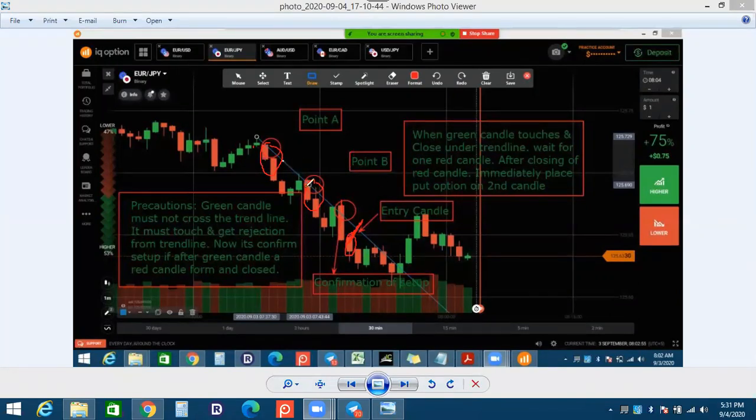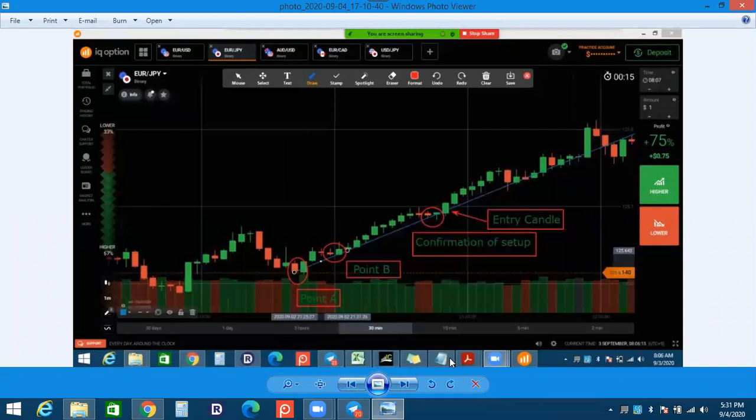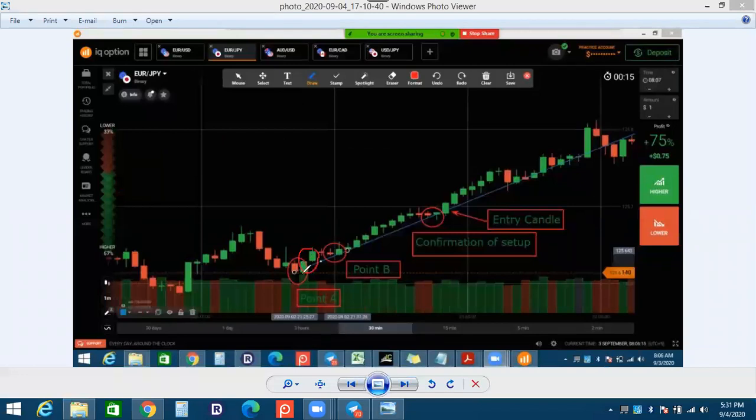On the call setup, just look at the call setup. Here we found the two candles go up from the red one. The two candles go up, again the two candles go up. And we draw a trend line from this point and matching this point. So that is point number A, that is point number B. When later on the market touches the trend line and creates a green candle, we will place a 1 minute trade on this second green candle.